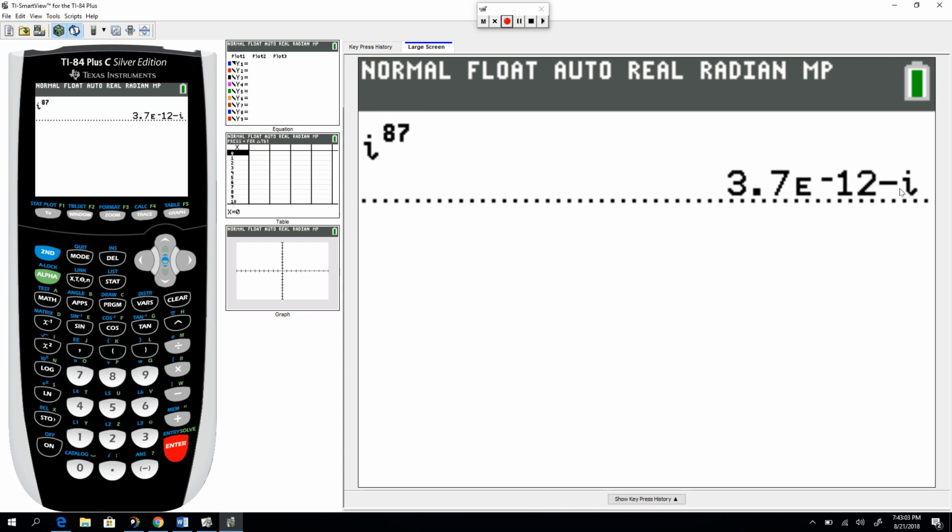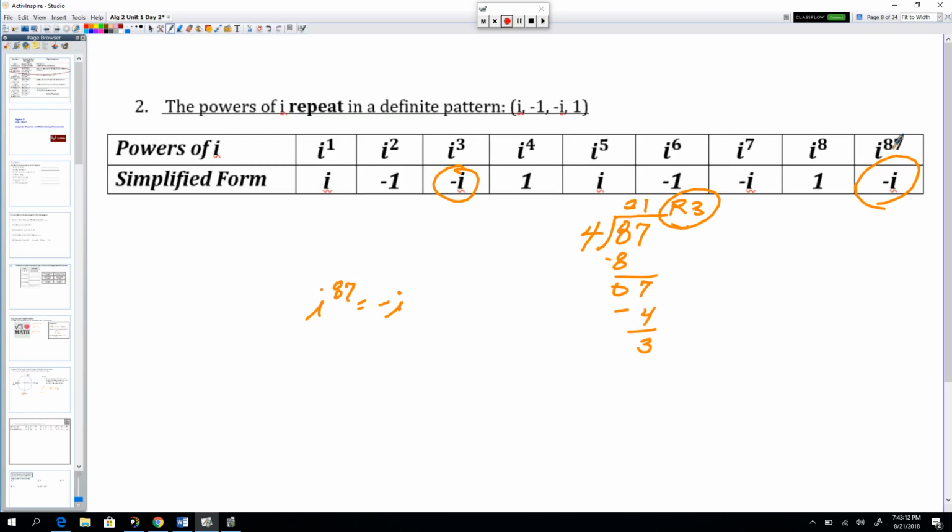Remember our standard form? So this calculator is telling you this is essentially 0 minus i, or negative i, which is, of course, what we came up with here for i to the 87. We did that both ways, okay? So on the calculator, you've got second, and then the period. That'll get you your i, and then you'll do your caret 87. And then you'll just need to interpret the results if you don't have one of the skinnier calculators, okay? It takes some getting used to, definitely practice.